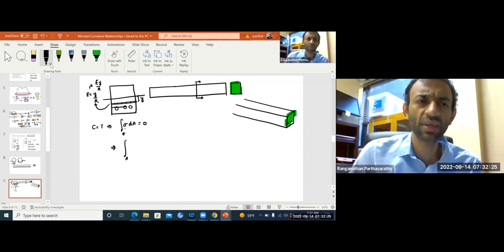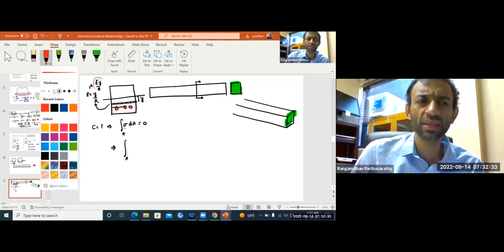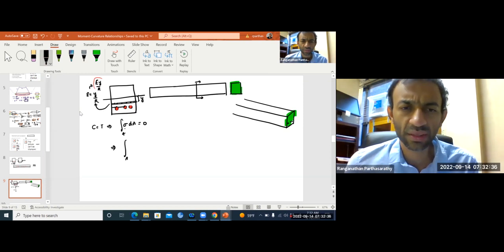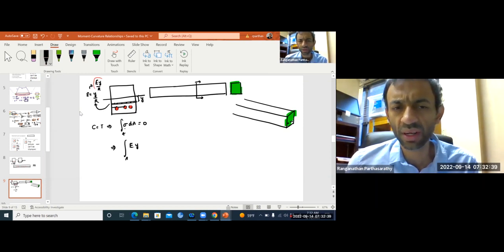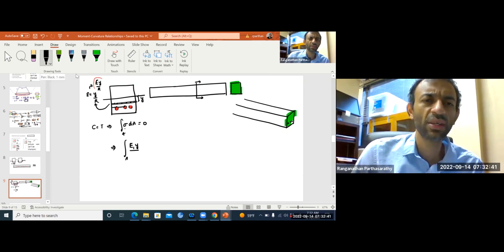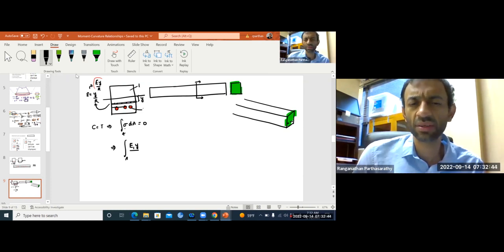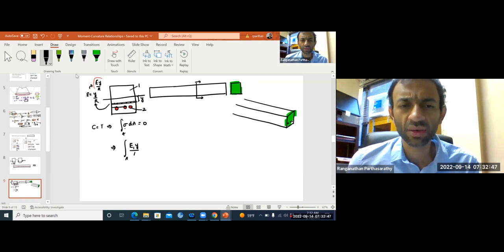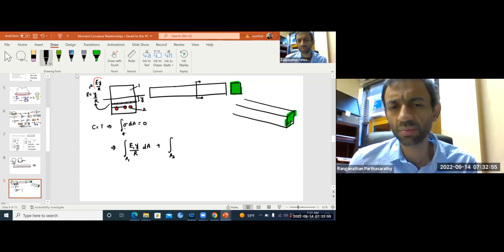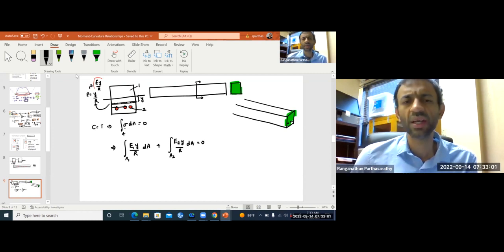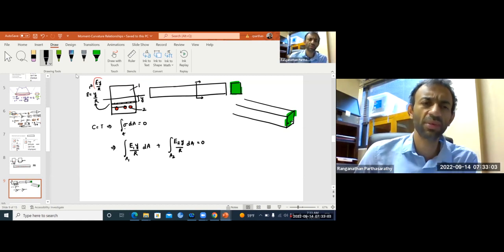But you observe, when we have two different materials in the beam, then your elastic modulus is not the same, right? So you have to break this up into two parts. Let's say I have two materials, material 1 and then material 2. So E1 y over r dA, this is over the area of material 1, plus I also need to do a separate integral over the area of material 2. This is 0. And that's your equilibrium equation.